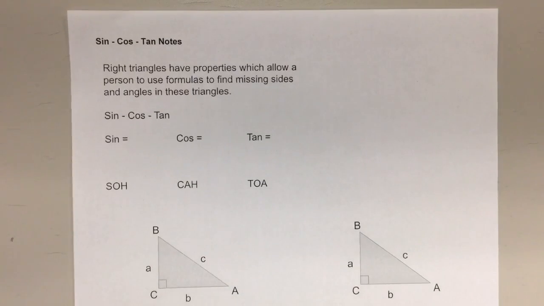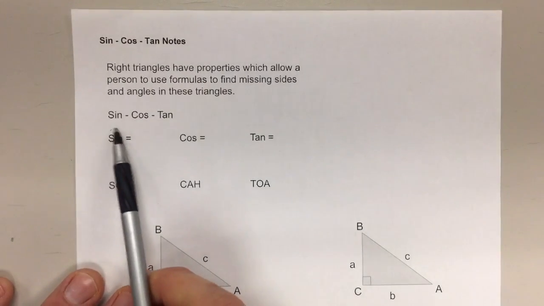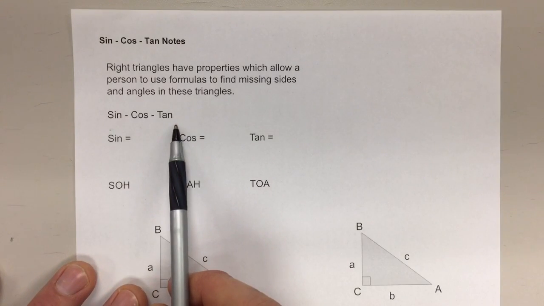Sine, cosine, and tangent notes. Right triangles have properties which allow a person to use formulas to find missing sides and angles in these triangles. We have already learned about the Pythagorean theorem, a squared plus b squared equals c squared. Today we're going to talk about sine, cosine, and tangent.